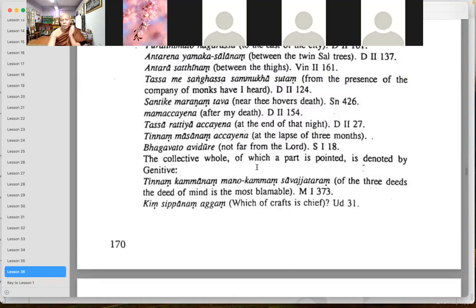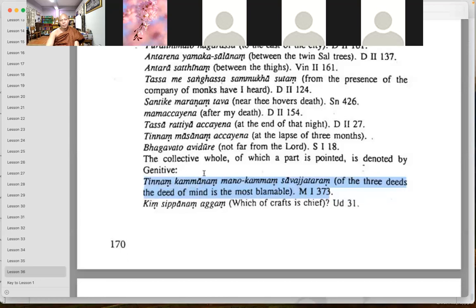So the collective whole, of which a part is pointed out, is denoted by the genitive case. Actually that means choosing one among the group. For example, one particular person of a group of people, like manosana raja among human beings, or Dewana Indo, the Lord of the deities, and so on. Such a collective whole, and then a part of that. So choosing one of them is also denoted by the genitive case.